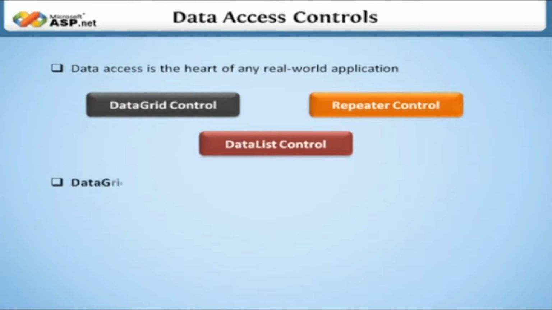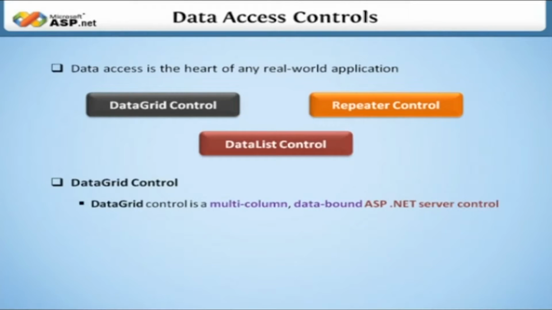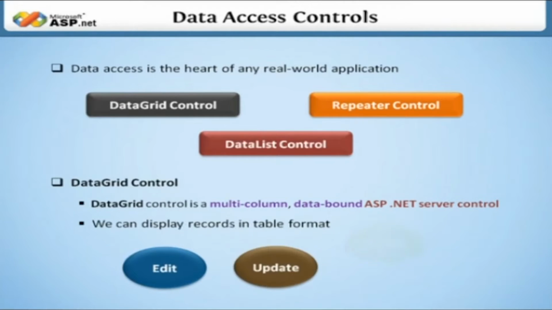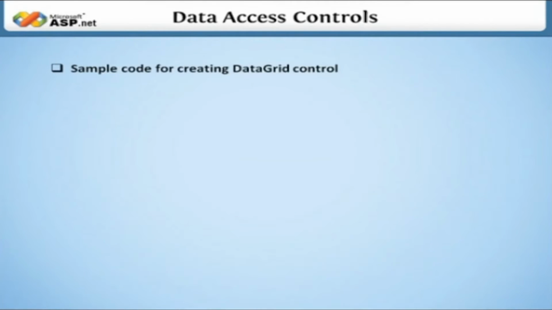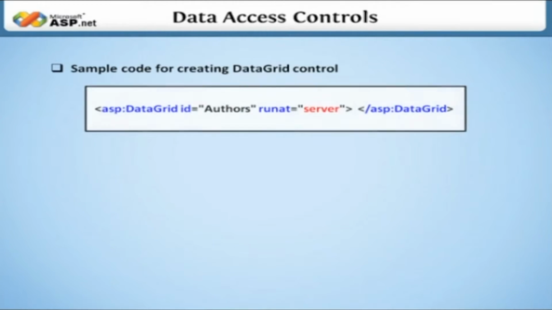First off, we'll start with data grid control. The data grid control is a multi-columned, data-bound ASP.NET server control. Using data grid control, we can display records in various formats. We can also perform various actions on the database like edit, update, and delete. Sample code for creating data grid control is as follows.